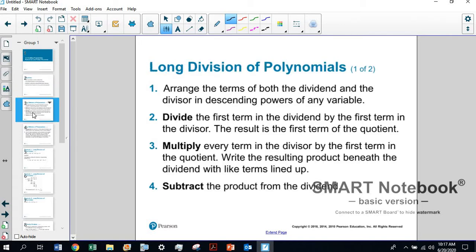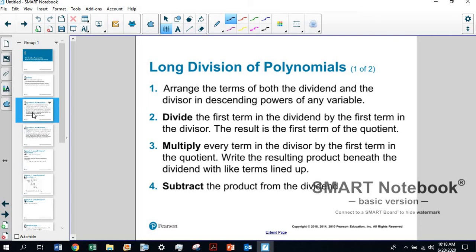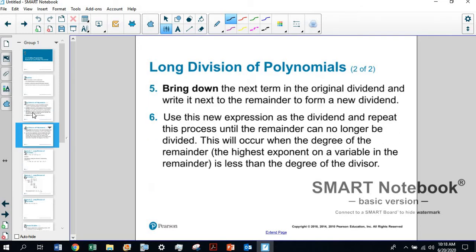So the textbook gives you this lengthy 6-step process. Okay, I'm not going to read them all out to you. I'm going to just show you. But if you want to copy these down, again, they're in your textbook, you might want to pause the video here for a moment and write down steps 1 through 6, if you like to use those kind of things. But I'm going to jump right into the first problem.